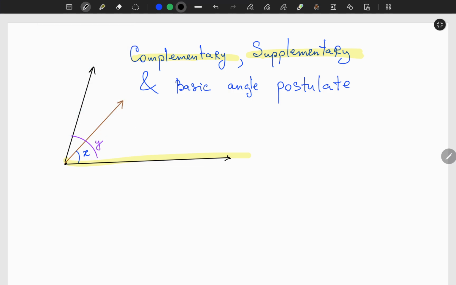What we can do is add these two angles. We can add, subtract, do some algebraic operations, but specifically we're going to do additions. So let's add these two angles and we're going to get some other angle as a result.